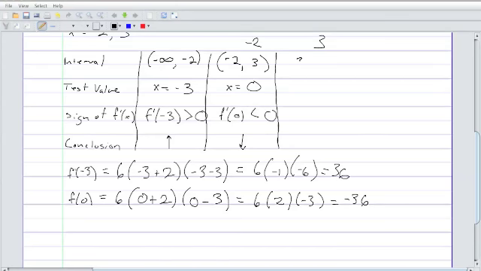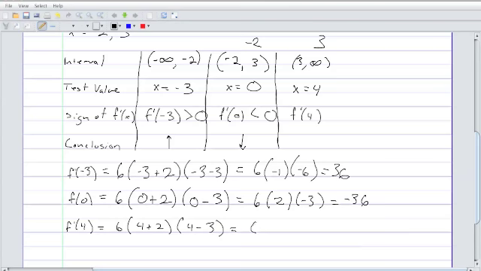So now if we look from 3 to infinity, we can choose something like x equals 4. If we look at f prime of 4, f prime of 4 is going to be 6 times 4 plus 2 times 4 minus 3. It's going to be 6 times 4 plus 2 is 6. 4 minus 3 is 1, which is going to be a positive 36. So f prime of 4 is going to be positive. So this tells us our original function is increasing on this interval.